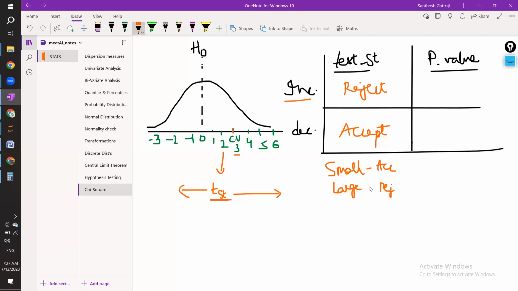Agree? Small value, that means what? 2, 1, 0, that means you are moving towards the null hypothesis. With a smaller value you are accepting. But if you are moving away, that means if you are increasing, you will reject. A larger value means reject. Are you good with the test statistic?